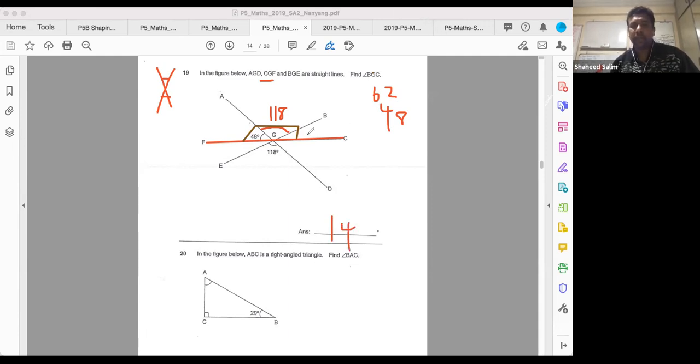Okay, I hope you understand. Opposite angles are the same. Now take 180 minus these two. Now we move on to the next one.